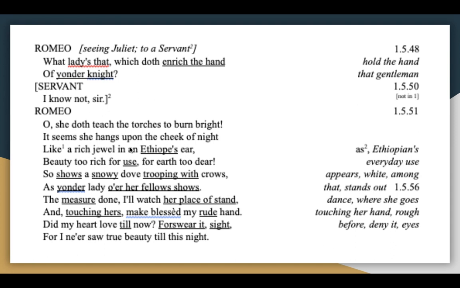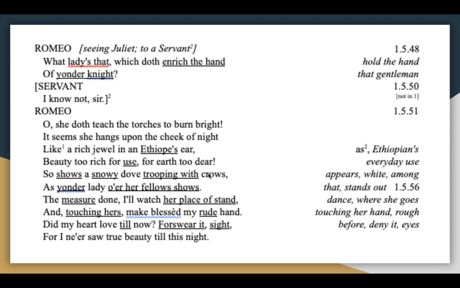"Like a rich jewel in an Ethiop's ear," like a rich jewel in an Ethiopian's ear. "Beauty too rich for use, for earth too dear." So she's too beautiful for love, too amazing for the earth. "So shows a snowy dove trooping with crows." So she's a white dove amongst black crows.